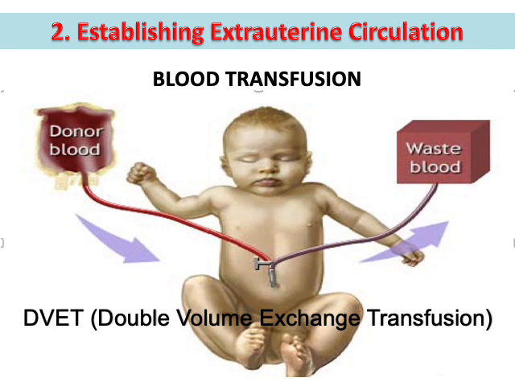Umbilical artery, where you will remove all blood. Umbilical vein, where you will administer the donor blood. The DVET usually takes around 4 hours or more. And this is especially true and a good intervention for children with blood dyscrasias.